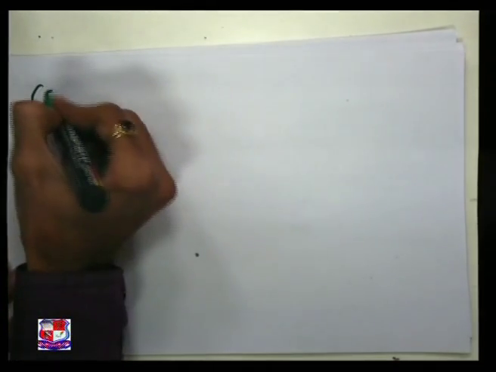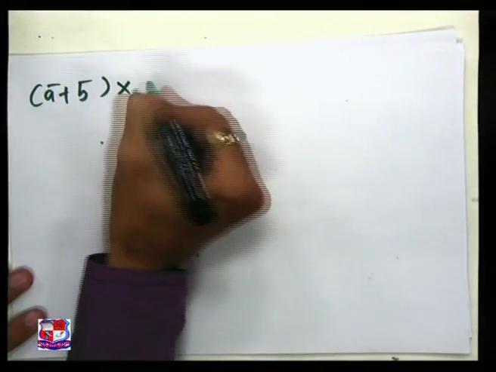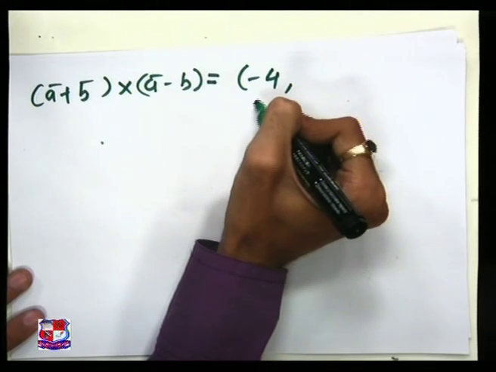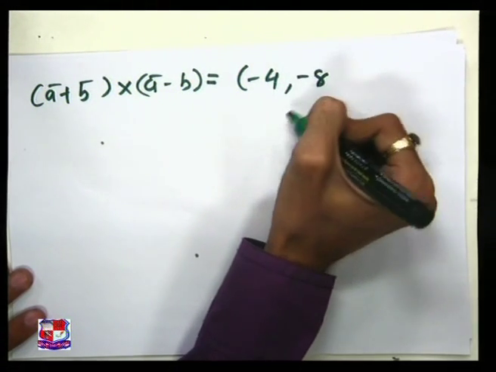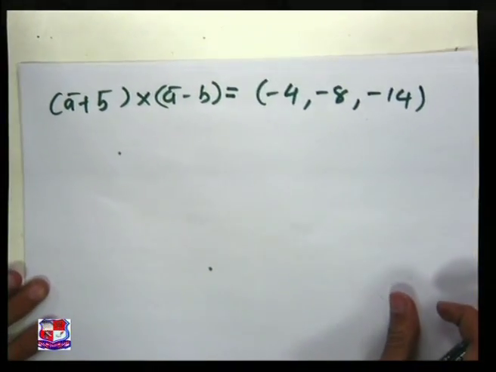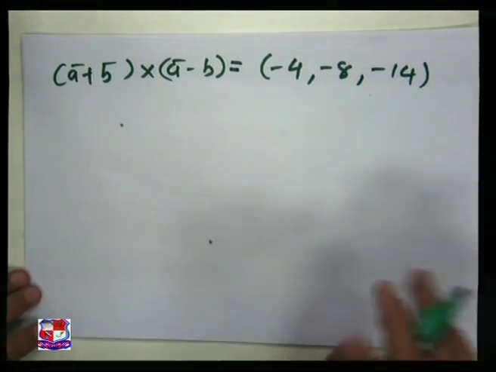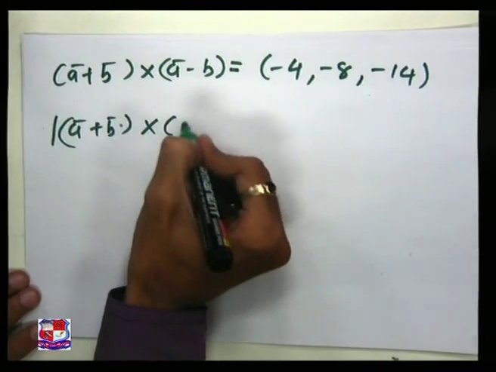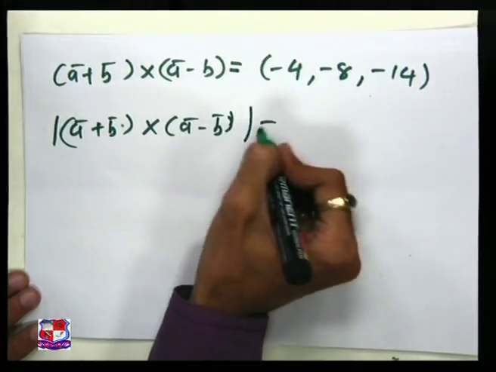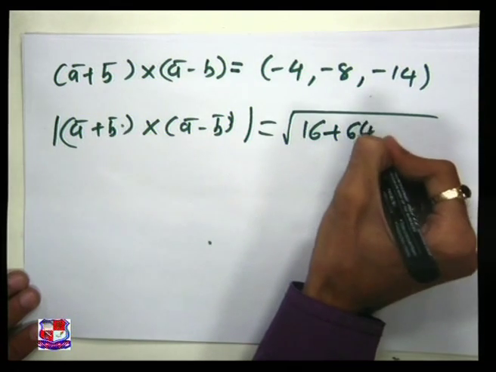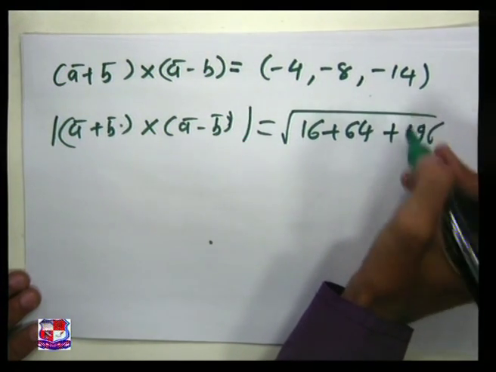So after all, in the end we will get that (a bar plus b bar) cross (a bar minus b bar) is equal to minus 4i, that is for minus 4, minus 8j, that is for minus 8, and minus 14k, that is for minus 14. So now we need to find the modulus of this one. So modulus of (a bar plus b bar) cross (a bar minus b bar) is equal to root of 16, 4 squared, plus 64, 8 squared, plus 196, the square of 14.